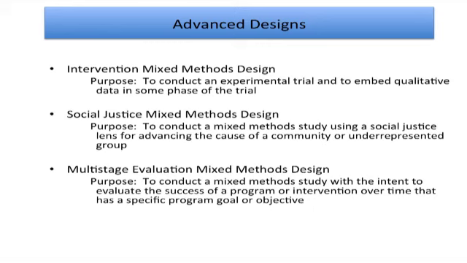The second type of design is called a social justice mixed method design. The purpose here is to conduct a mixed method study using a social justice framework. So this social justice framework surrounds the basic design. And this lens brought in through the social justice orientation helps to advance the cause of a community or an underrepresented group. This is a very popular design in global research around the world.